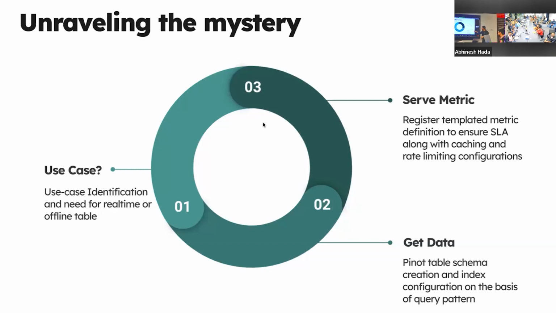And the second part, we basically create the schema on Pinot, and on the basis of the query we want to fire, like we want to aggregate on certain fields, we leverage Pinot indexes, whether we want to use the inverted index, StarTree index, or Bloom filters to ensure that the query performance always stays in milliseconds, never goes above. And then we serve the metric.